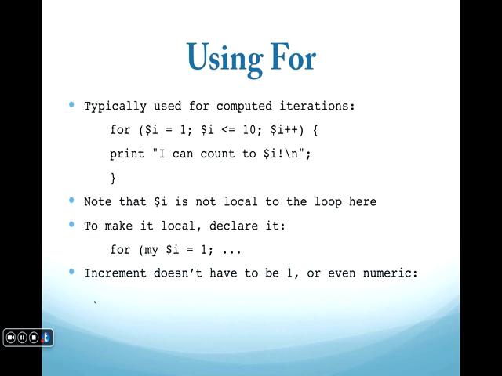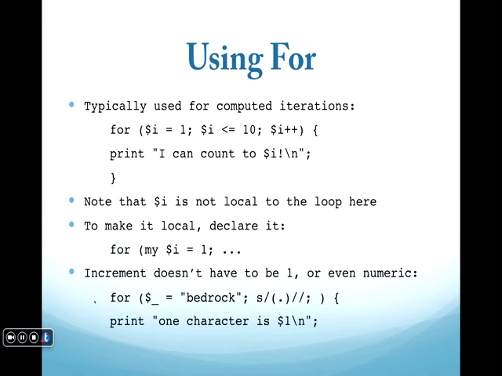And of course, the increment doesn't have to be 1. So here, for example, I am using it with a string. What I am saying is, for, first the initialization: if the $_ my variable equals the string Fedrock, then apply this regular expression as a test. If the test is true, then do the following. And don't forget, since I'm using parentheses in my test, I'm going to have the $1.